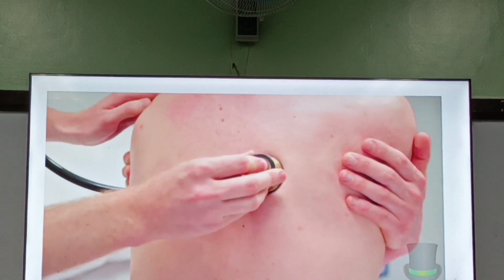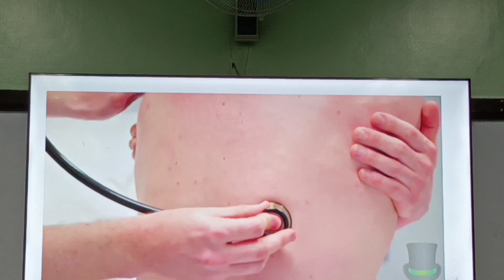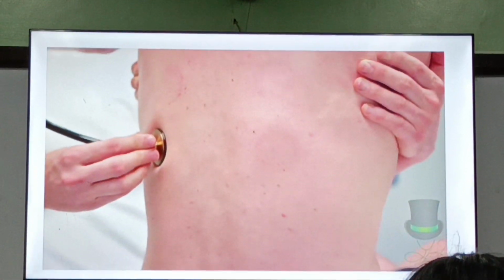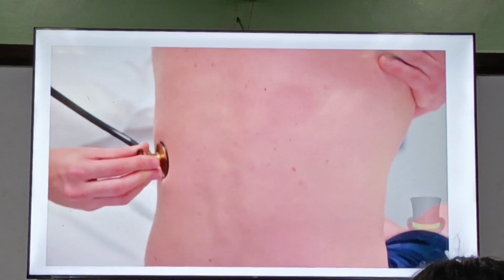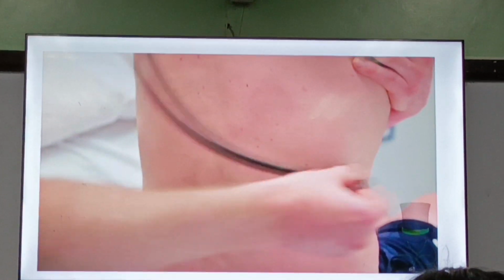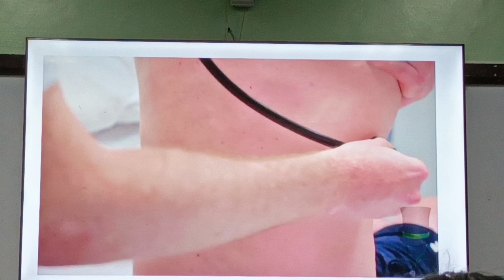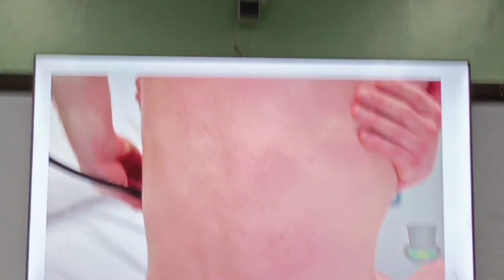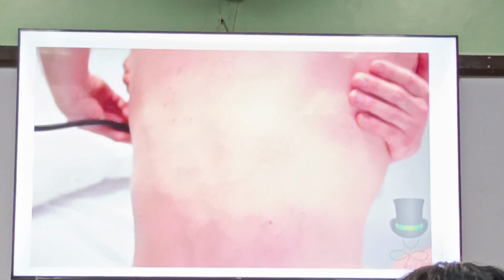When presenting your findings on auscultation, are breath sounds present, reduced, or absent? Specify where the changes occur. Are they normal vesicular or bronchial? And are there any added sounds such as wheezes, crackles, or rubs? Remember your anatomy. Do not listen over the spine or over the scapulae.